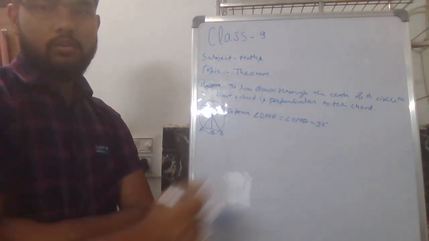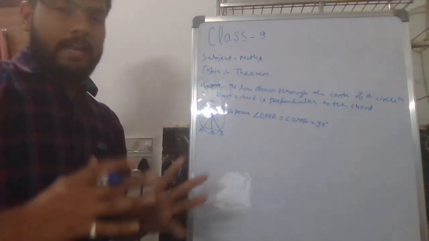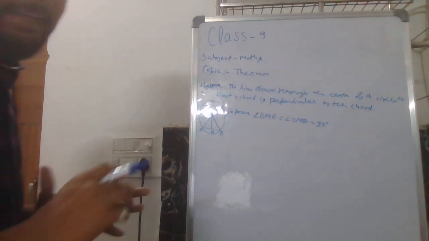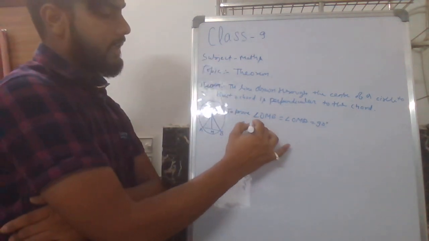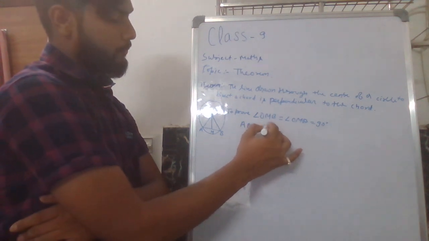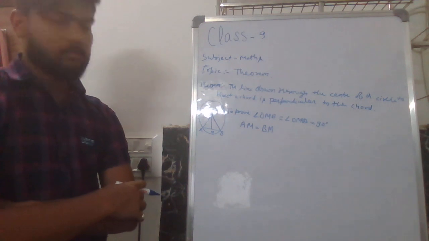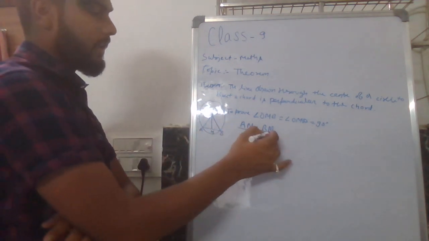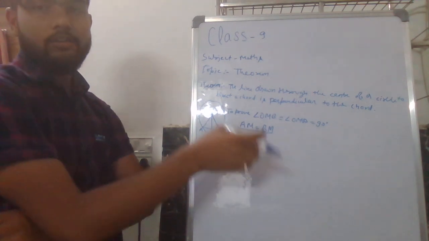Okay, so very good. Now, student, tell me what we can take as a given. So what we can take as a given here is AM equal to BM. Yes, so this we can take as a given. Okay, so very good.